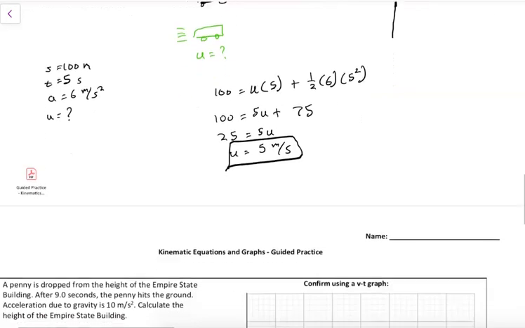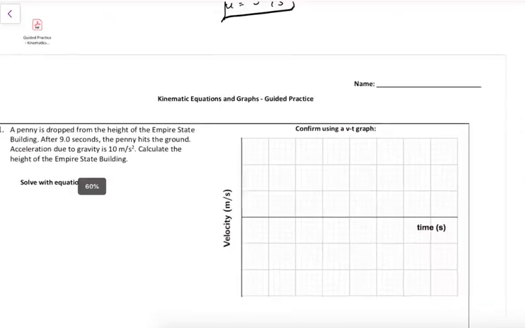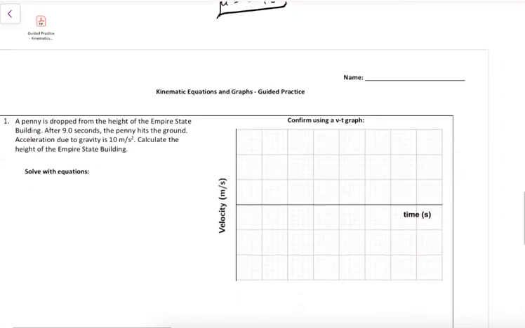All right, I'm going to only work through one more problem with you, and then I'm going to let you solve the rest of the guided practice. In this situation, I want you to use a graph to support your mathematical problem solving. We have a penny that's dropped from the height of the Empire State Building, and after 9 seconds, the penny hits the ground. Acceleration due to gravity is 10 meters per second squared, so that means the penny's velocity is going to increase 10 meters per second every second. Calculate the height of the Empire State Building.